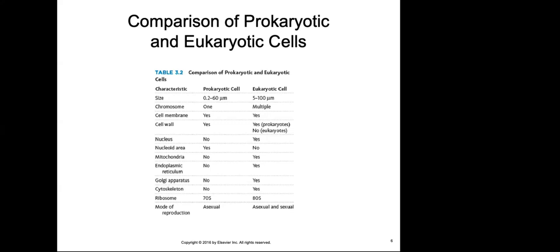Now in the right-hand column, they list the characteristics, and they get down to cell wall and they say yes in prokaryotes and no in eukaryotes. Well, that's not entirely true, right? There are cell walls in plants. There are cell walls in fungi, okay? And those are both eukaryotes, okay? The cell wall is made of different material, but it serves the same purpose, which is to protect against hypotonic shock, okay?